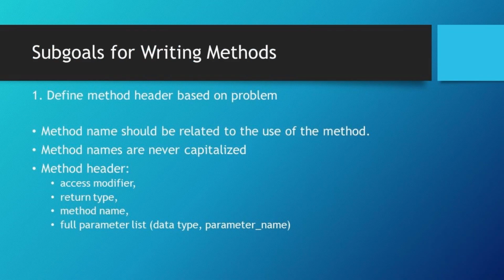When you pick your method name, make it something related to the use of the method. Recall that method names never start with a capitalized letter. The method header contains the access modifier, the return type, the method name, and the full parameter list.